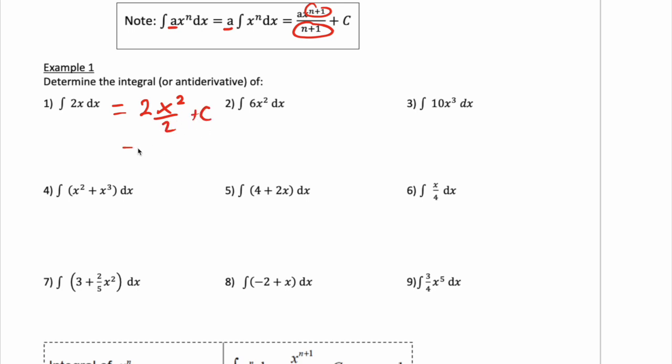There's always a plus c, and so it's x squared plus c. You can easily check, because if you find the derivative of x squared plus c, you get 2x, so it is correct. Alright?